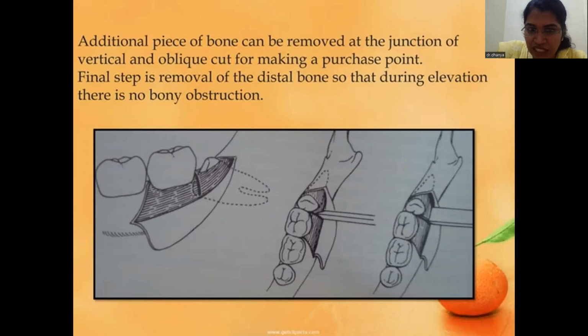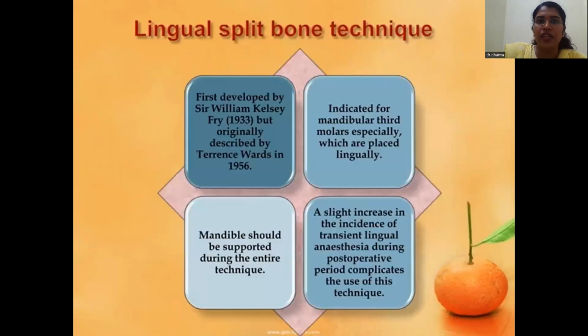Due to this technique sensitivity, there is lesser usage of the chisel and mallet, even though it creates lesser edema to the patient. Then there is something called the lingual split bone technique. It was introduced by Sir William Kelsey Fry in 1933, and later was described by Terence Welch in 1956. In this case, especially for the mandibular third molar, it is done on patients of younger age, with an unerupted or completely impacted molar. It's more like a prophylactic technique.